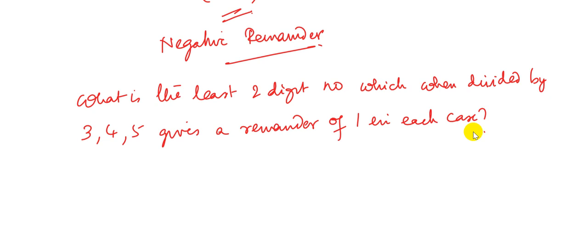Anyone? Very simple. 61. Correct. And how did you do it? LCM plus 1. Perfect. So all you have to do is take the LCM of 3, 4, 5 plus 1, which is 61.